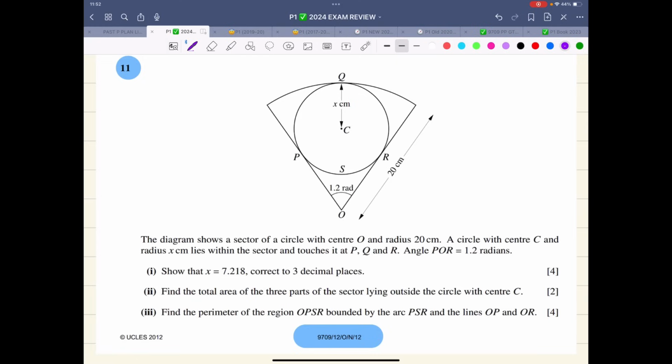The diagram shows the sector of a circle with center O and radius 20. So sector, that's the big one. Radius is 20. A circle with center C and radius x centimeter lies within the sector and touches PQR as shown. PQR is 1.2 radian angle. Show that x is this. Find the total area of the three parts of the sector lying outside the circle with center C. Find the perimeter. The main thing is the first part. Let me just focus on the first part and then you are all set to go.